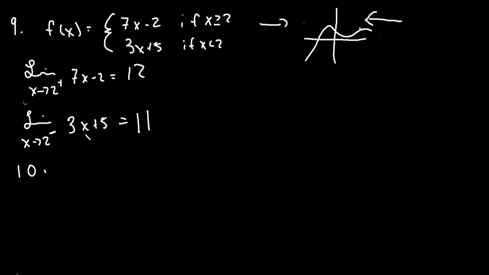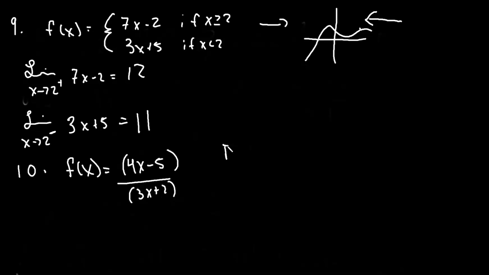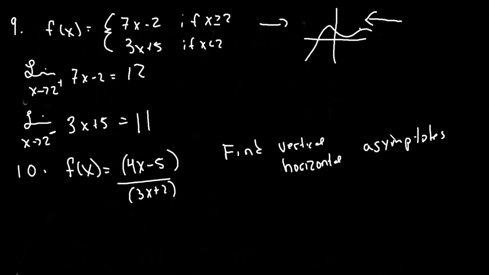Alright guys, for the last problem we have this function, 4x minus 5 over 3x plus 2. And it's asking us to find the vertical and horizontal asymptotes. An asymptote is just a line that the function gets closer and closer to, but never actually touches. So let's say there's a vertical asymptote here, my function will go and then skyrocket to infinity, but it'll never touch the asymptote.